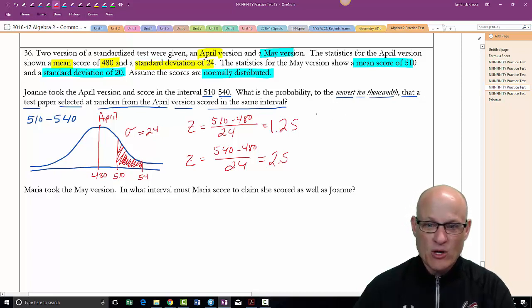Now, you can't really use z-scores because for some reason the state just doesn't want you to use z-tables. They want you to use calculators. So we're going to use TI Inspire. You got to tell me what you use. TI Inspire. Normal CDF.